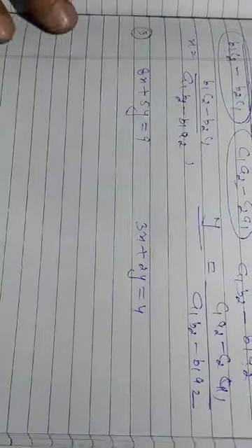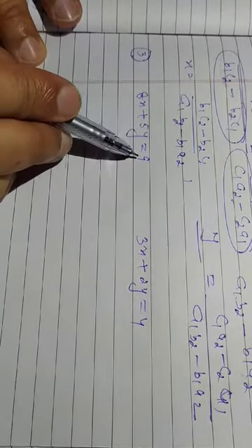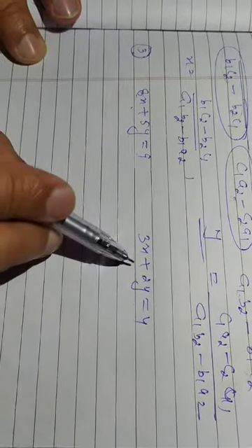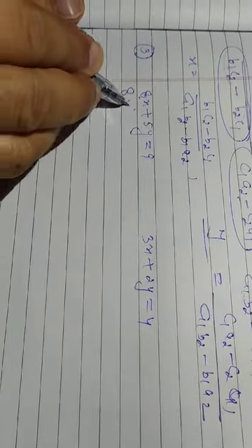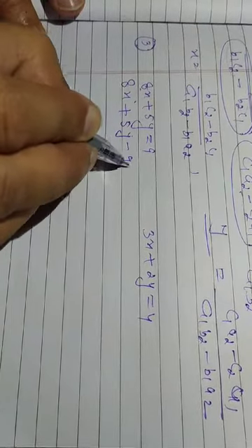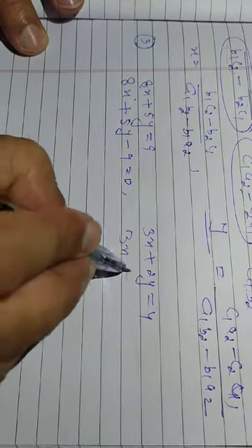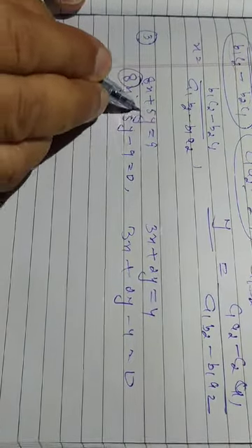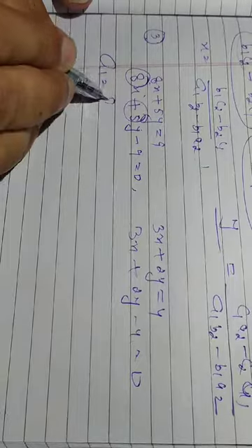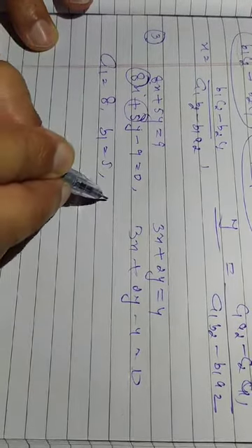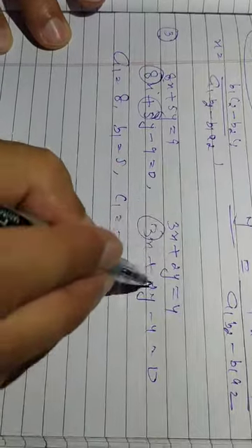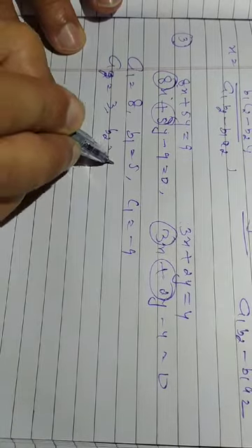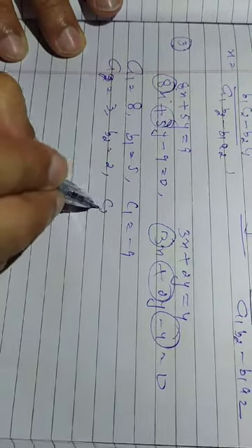Let's give one example of cross multiplication, the third question of this exercise. Taking the constant to this side, the variable and constant are on one side and the other side is 0. It can be written as 8x plus 5y minus 9 is equal to 0, and 3x plus 2y minus 4 is equal to 0. a1 is 8, b1 is 5, c1 is minus 9. Similarly, a2 is 3, b2 is 2, then c2 is minus 4.